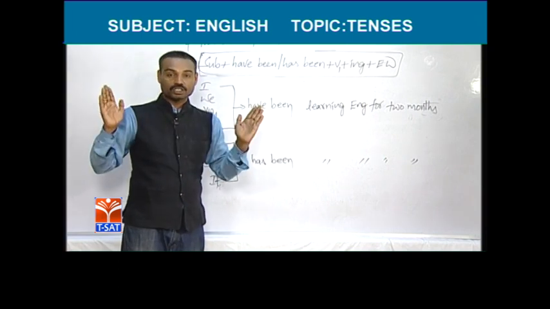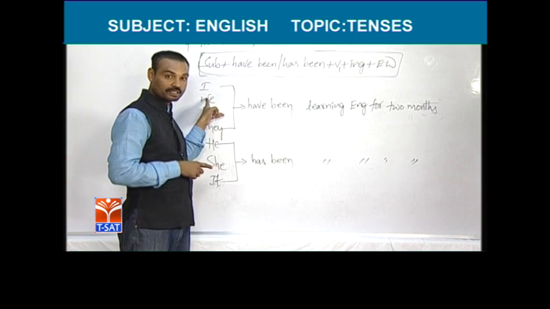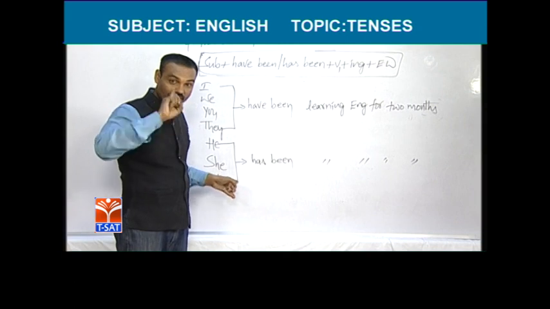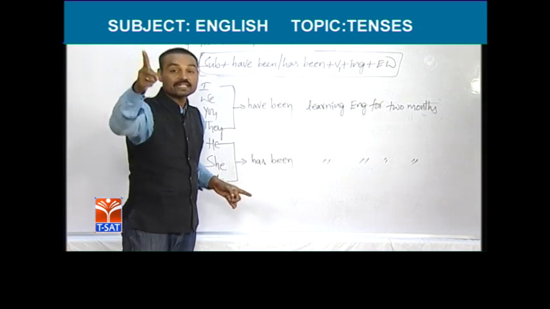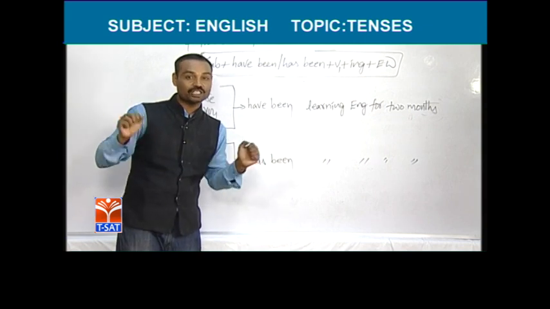I have been watching TV since 8 o'clock. We have been watching TV since 8 o'clock. You have been watching. They have been watching. He has been watching TV. She has been watching TV. My friend has been watching TV. My friends, plural. Yes, my friends have been watching TV.